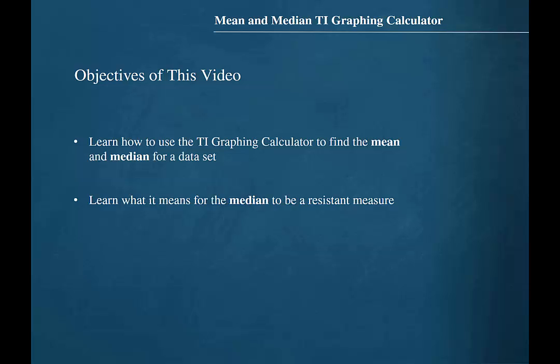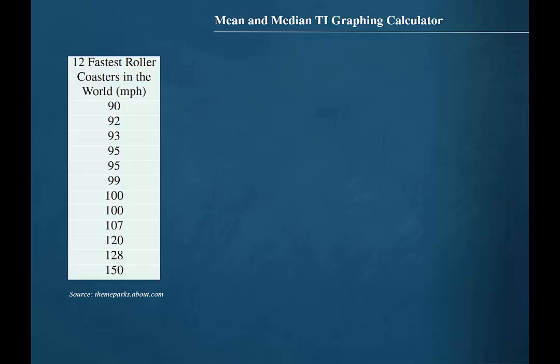The objectives for this video are to learn how to use the TI graphing calculator to find the mean and median for a data set, and to learn what it means for the median to be a resistant measure. This data set shows the top speed for the 12 fastest roller coasters in the world. We will use the TI graphing calculator to find the mean and median for this data set.